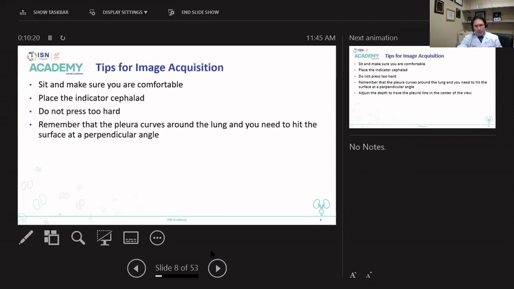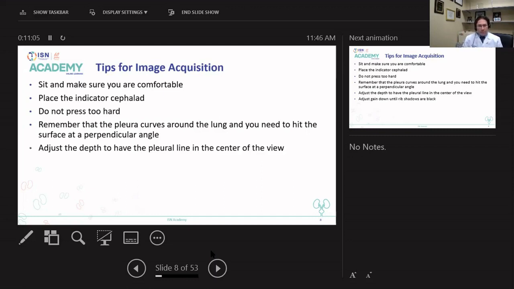Now, the biggest pitfall that I've noticed in novice learners is that they can't quite get the image correct. And my tip for this is you have to remember that in order to image the lungs appropriately, you need to hit the pleural line at a 90-degree angle. And the pleura curves over the surface of the lung. So sometimes it takes a little shimmy to the right, to the left, cephalad or caudal, just a little bit to get that ultrasound beam to hit the pleural surface exactly at that perpendicular angle.